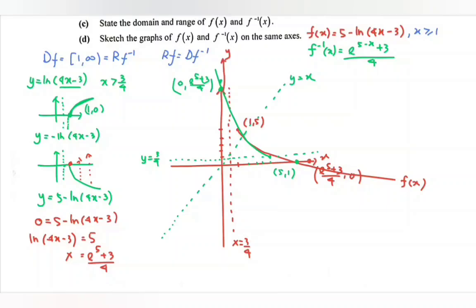So do remember, based on the situation, we must find the range as well. So range for the f, you may refer to the red in color. So the highest will be the 5. So domain 1 until infinity, range for the f would be, the highest would be the 5. So negative infinity until 5. So that is the answer for the situation given.